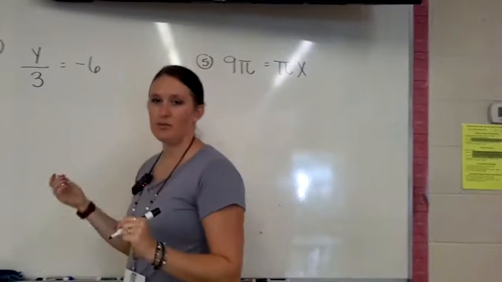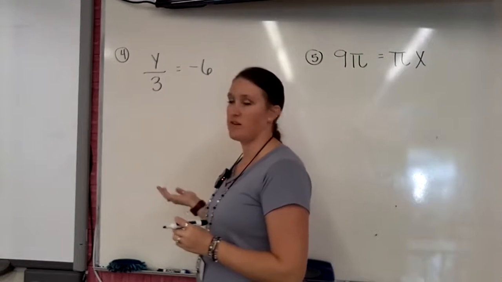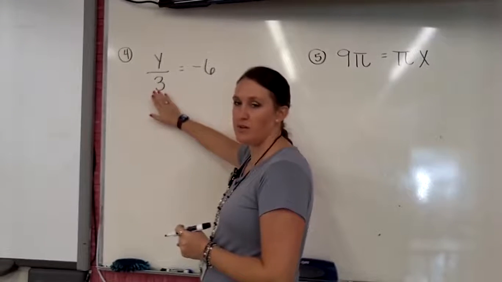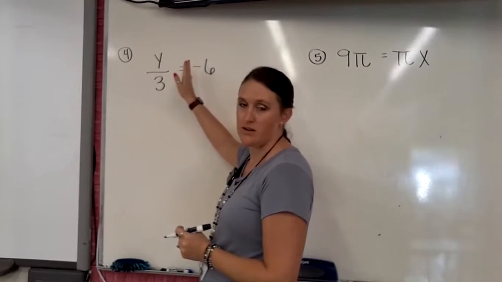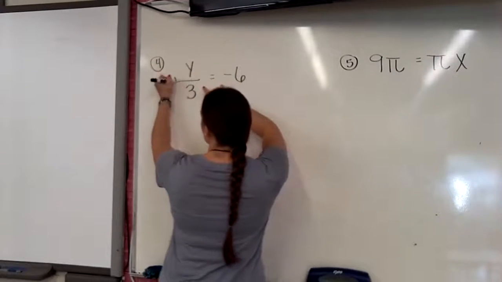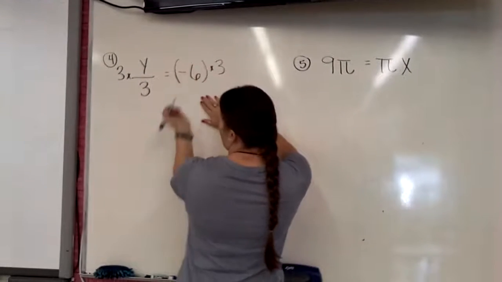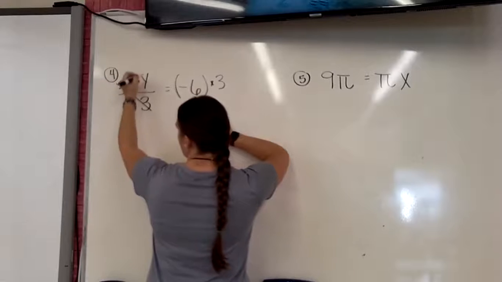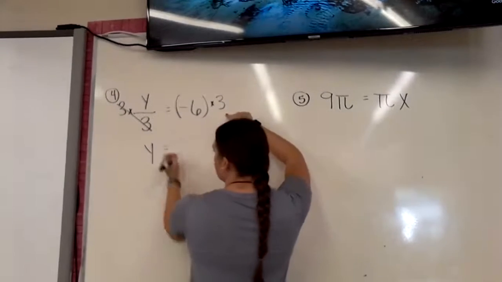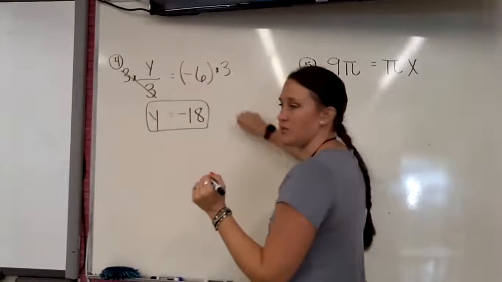All right, so on problem number 4, we have y over 3 equals -6. So we are solving for y. We have y divided by 3. To get rid of this 3, because we want y by itself with the equal sign, we have to do the opposite. The opposite of dividing is multiplying. So I'm going to multiply both sides of the equal sign times 3. This cancels, and I'm just left with y equals, then I have -6 times 3, which is -18. Y equals -18 is my solution.